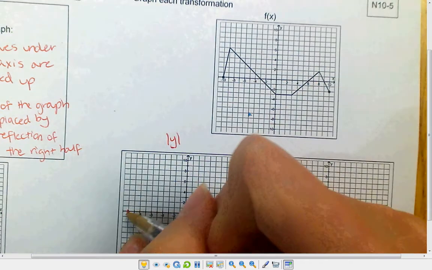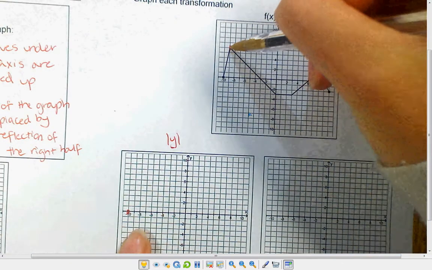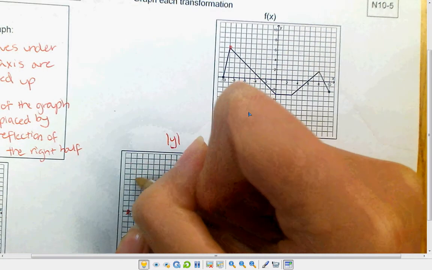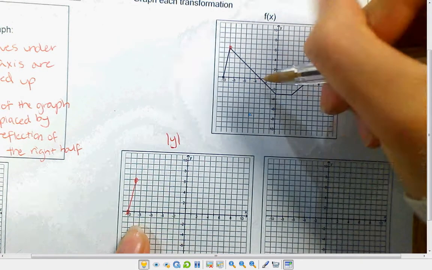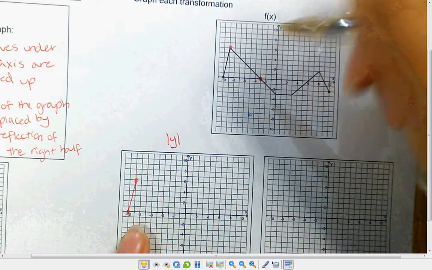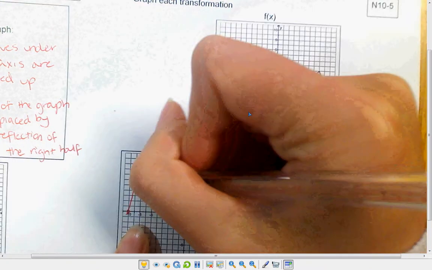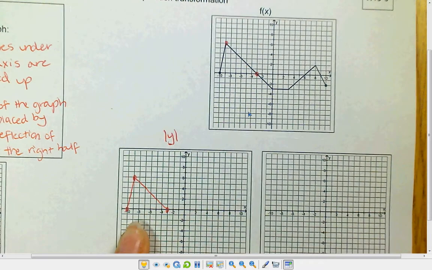So I'm going to start here at -10. Up here is my next point, which is at -9, 6. All the way down to this point right here. Don't forget to include the 0: -3, 0. Okay, so this is above the x-axis.